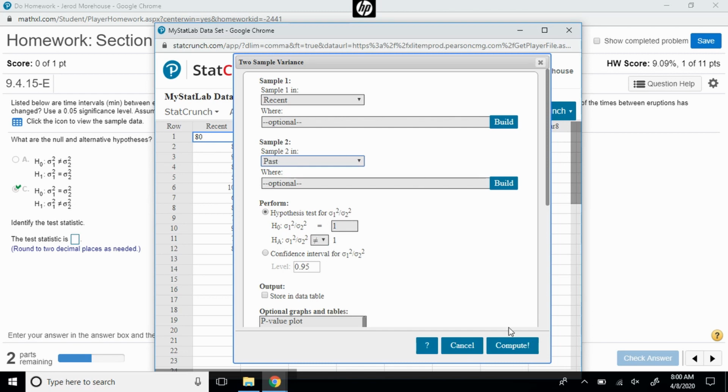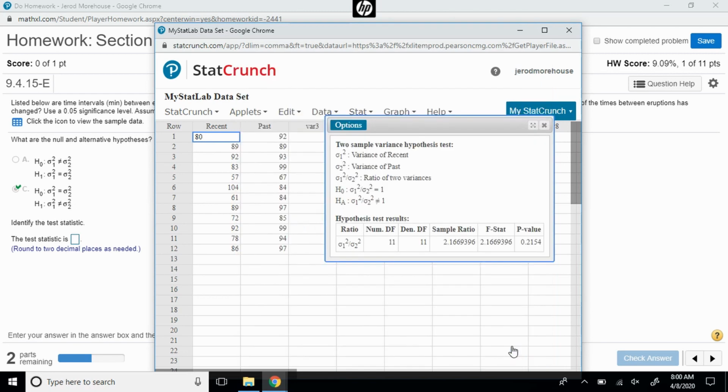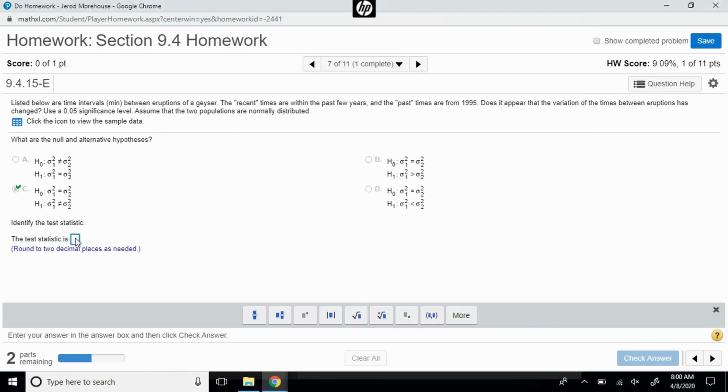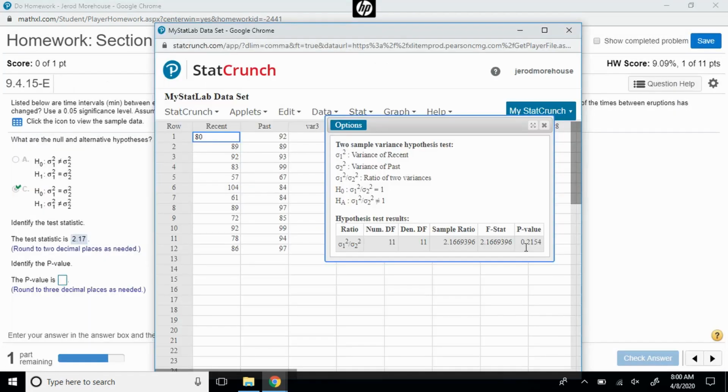Again, we're going to leave our hypotheses alone. We're going to hit compute, and we get these lovely f-stat and p-value here. So 2 decimal places, we're going to have 2.17 here for our f. Our p-value here is 0.215.